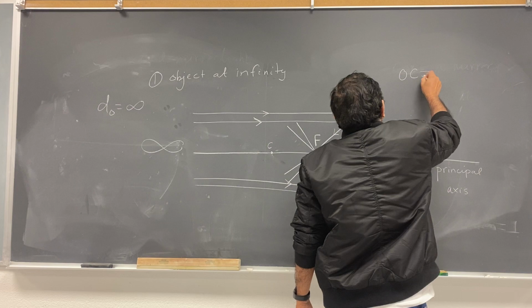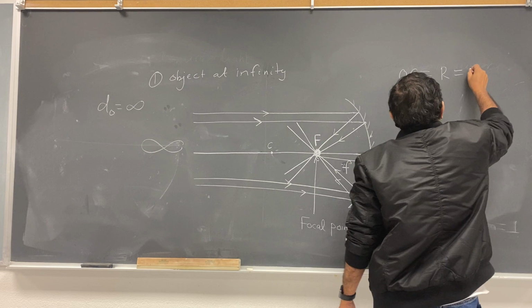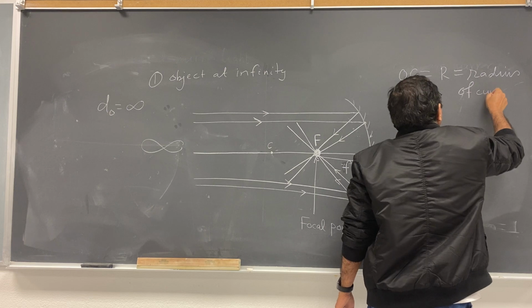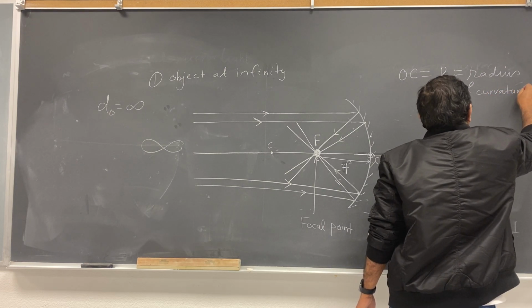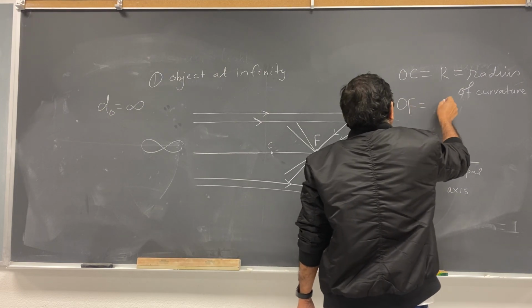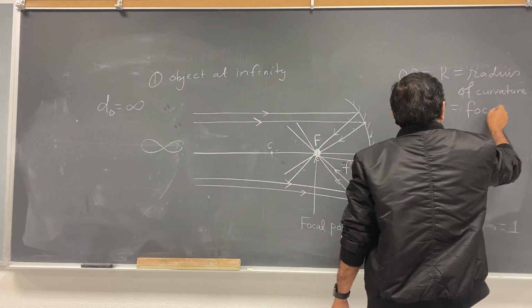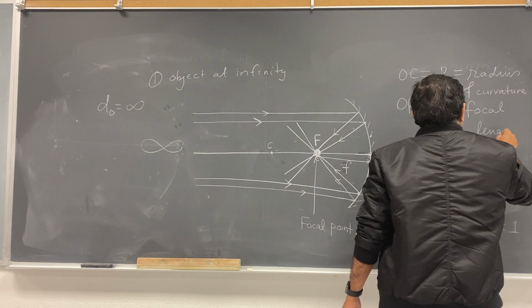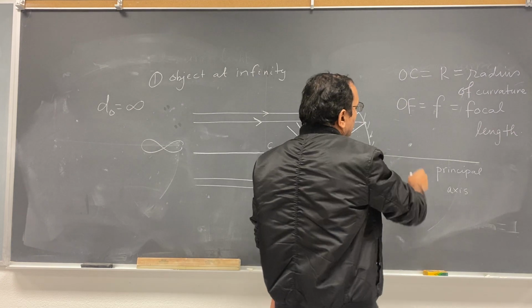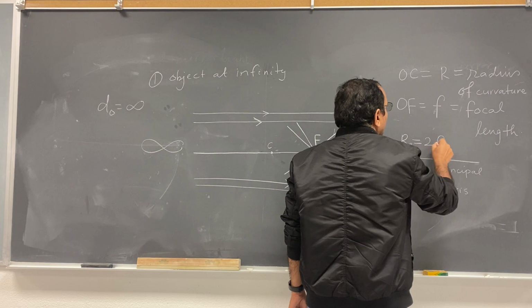OC, I simply use R. This is the radius of curvature. And OF, you can use lowercase f. This is the focal length. And R, the radius of curvature R, is equal to 2 times the focal length.